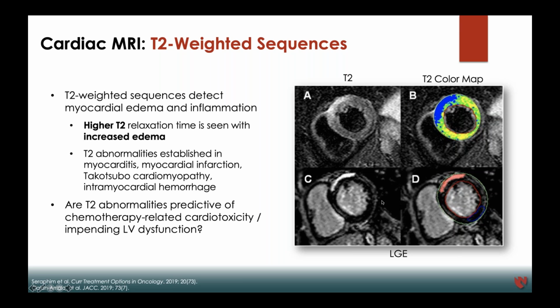And then here in the LGE images, you can see that this patient also has a typical pattern of myocarditis where they have subepicardial LGE in that area as well. T2 abnormalities have been studied extensively in myocarditis, MI, Takotsubo cardiomyopathy. You can see it in intramyocardial hemorrhage as well. So we've seen a lot of information about T2 abnormalities, but can we use this as a way to predict chemotherapy-related cardiotoxicity or impending LV dysfunction?